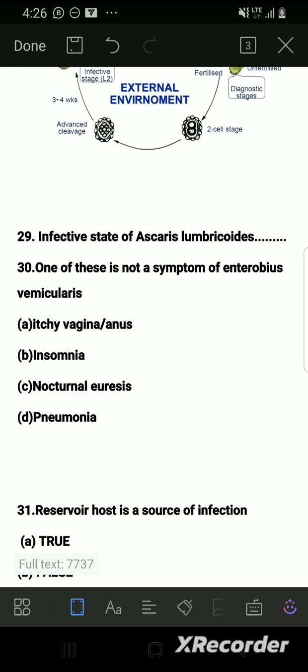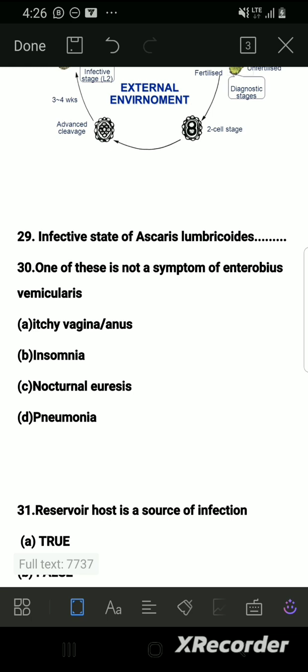Then nocturnal enuresis. What is nocturnal enuresis? Nocturnal enuresis is just a kind of bedwetting. It can be caused by hormonal imbalance, or it depends on genes. So there's no similarity between nocturnal enuresis and Enterobius vermicularis.